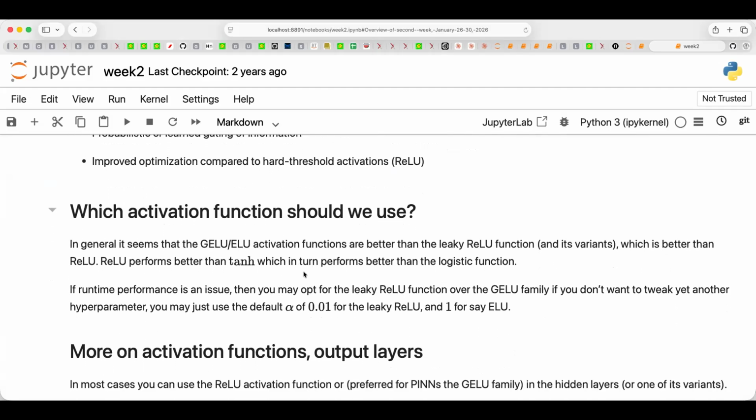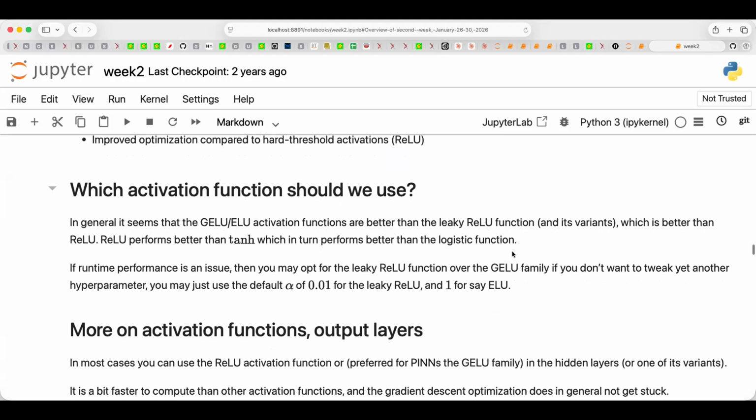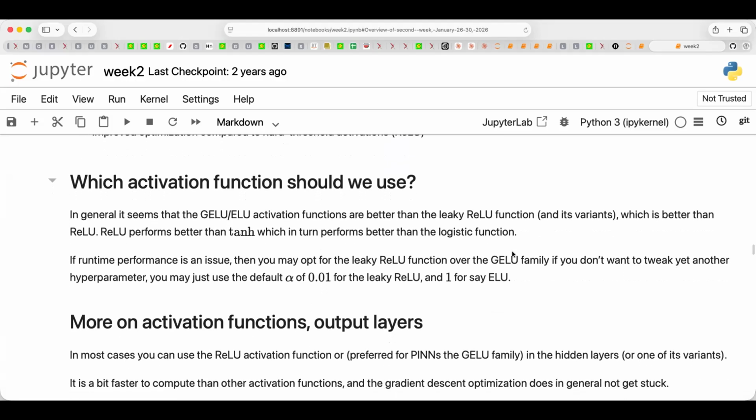So which activation function should you use? In general, it seems that GELU or ELU activation, or the whole family there, are better than the leaky ReLU. The leaky ReLU is a function which has small values when z is negative. The ReLU just has no values when z is negative; it's just a continuous piecewise linear function in z. ReLU often performs better than tanh, which in turn often performs better than the logistic one. But everything you're going to do is a numerical experiment, so that's important to keep in mind.